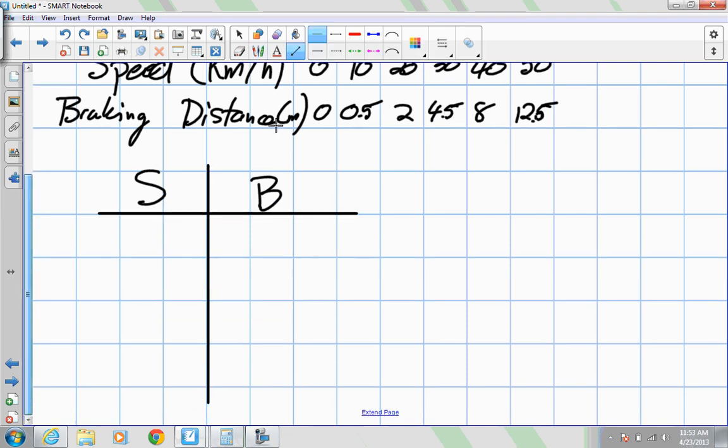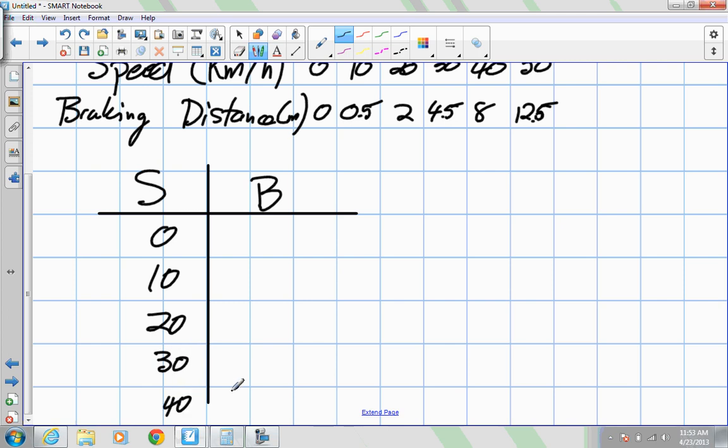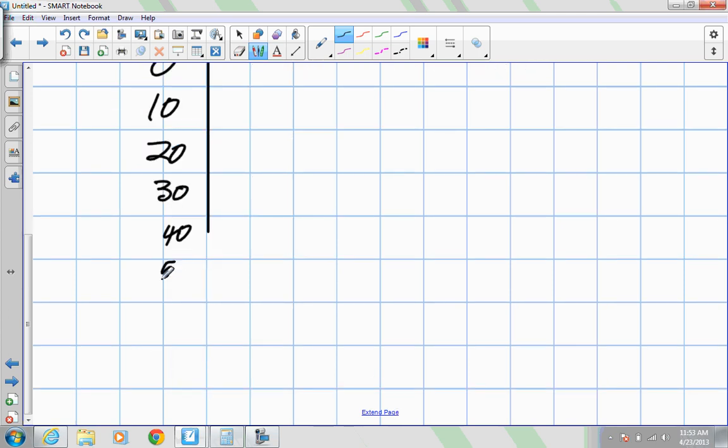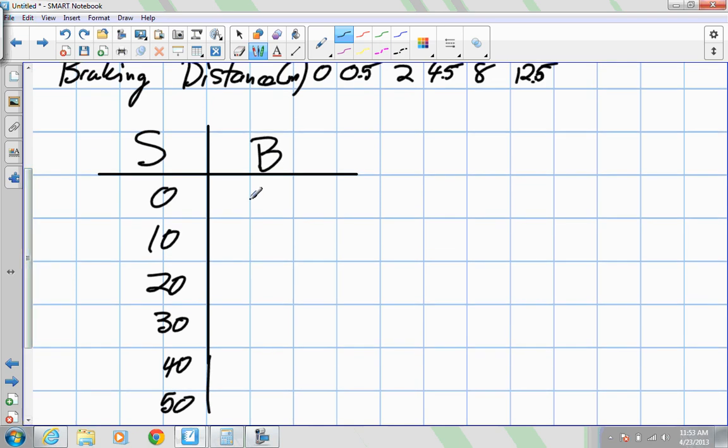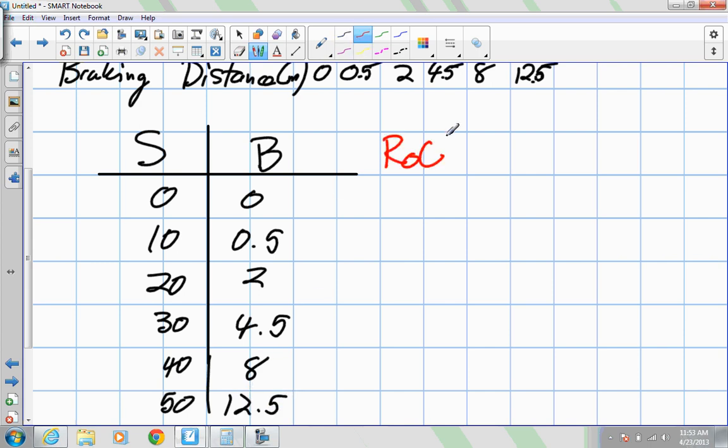So our speed was 0, 10, 20, 30, 40, and 50. Okay. Our braking distances were a little different. We had 0, 0.5, 2, 4.5, 8, and 12.5. Okay. So let's find the rate of change. In order to do rate of change, again, we assume speed is our independent and braking distance is our dependent.